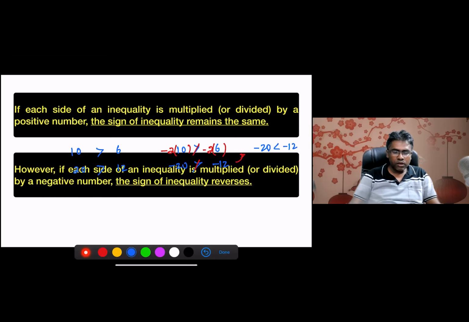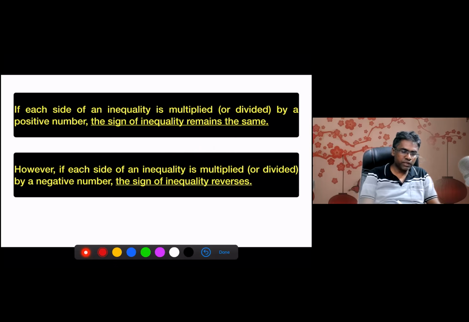So I think I'll back these things up. However, if each side of an inequality is multiplied or divided by a negative number, the sign of inequality reverses. This is important to keep in mind. It's easy to understand, but when you do problems, we need to watch out for this.